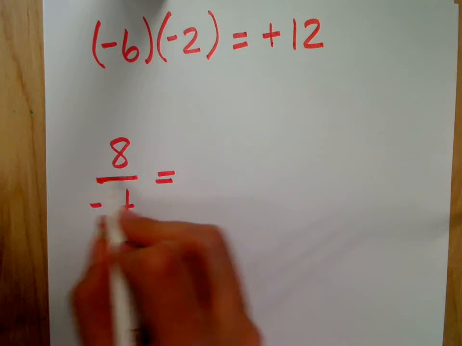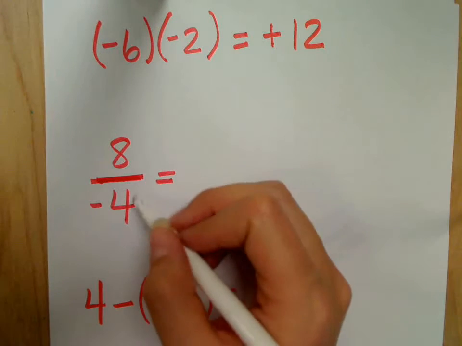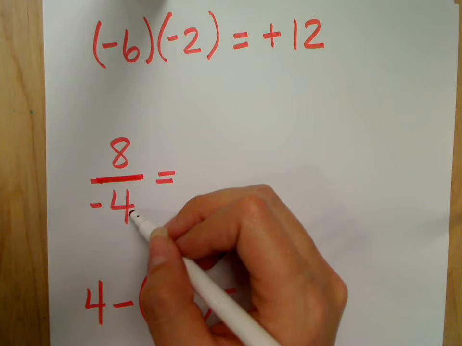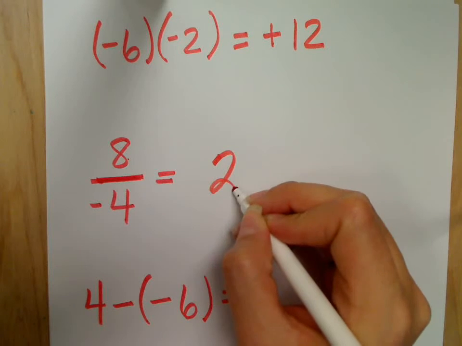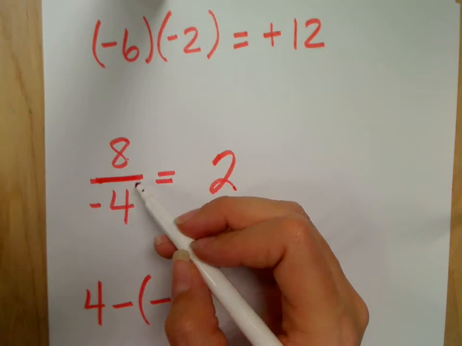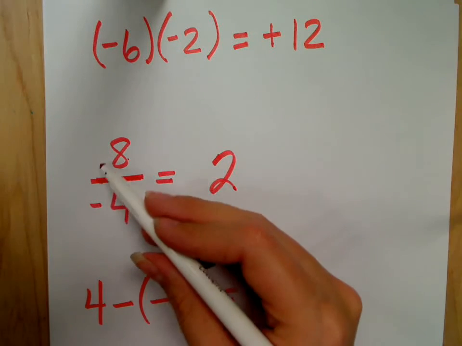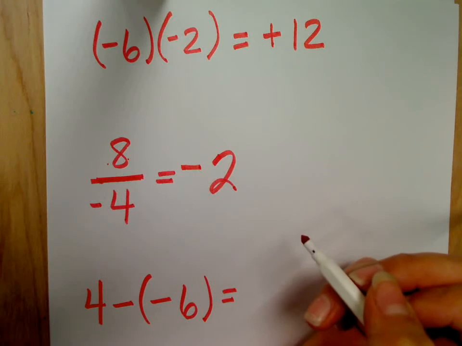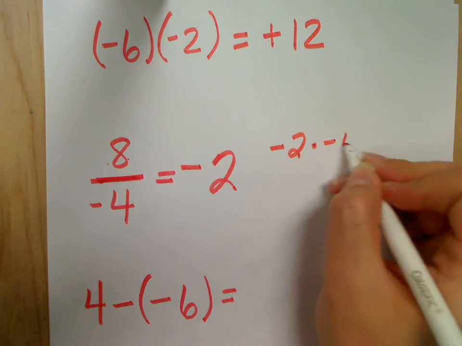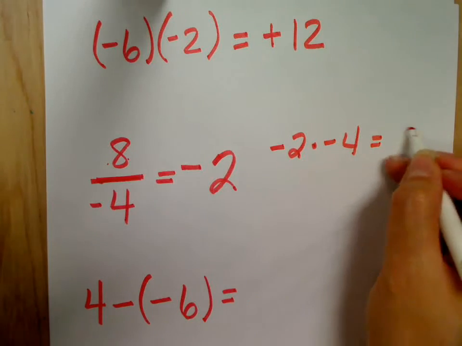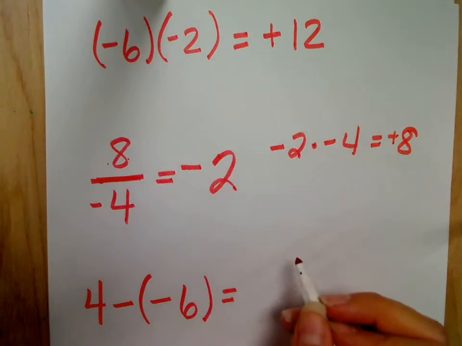Here we have a fraction bar, and remember fractions also mean divide. So this is 8 divided by 4, or you can ask how many times 4 goes into 8, and that's twice. But then my division rules are exactly the same as my multiplication rules. I have a negative divided by a positive, so my answer is negative. If I were to check that, that'd be -2 times -4. 2 times 4 is 8. A negative times a negative is a positive. And there I have my positive 8.